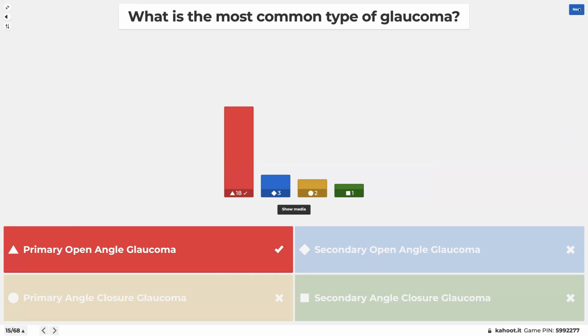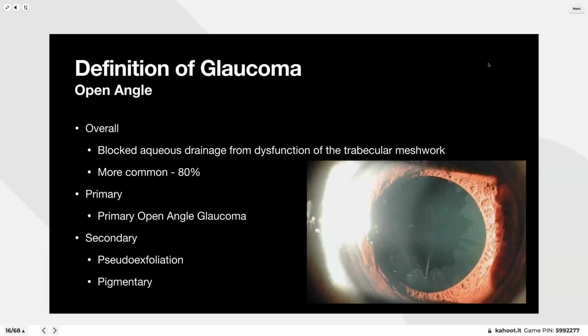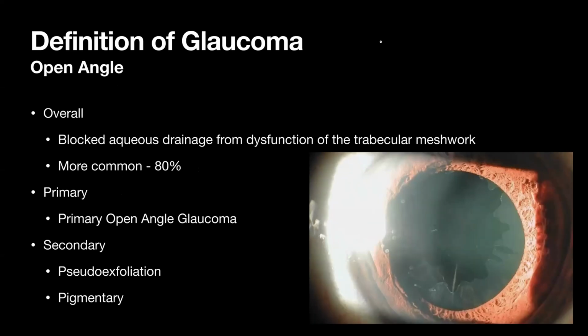So I think the overwhelming majority of people got it here, which is that primary open angle glaucoma is by far the most common type of glaucoma that we treat. Awesome job, everyone. All right, so let's go back to the definition of glaucoma.